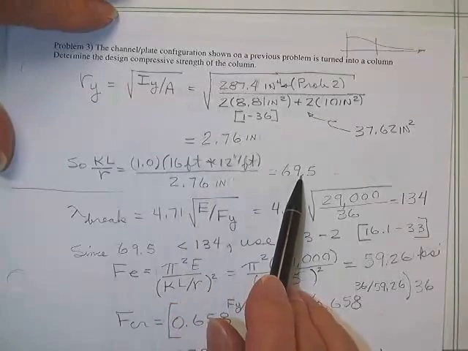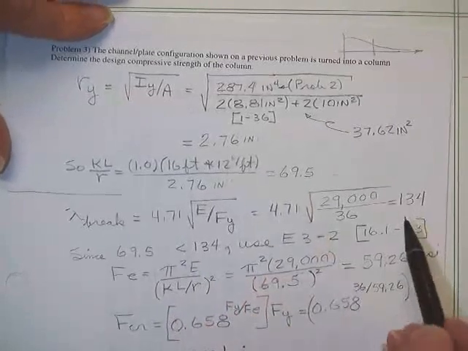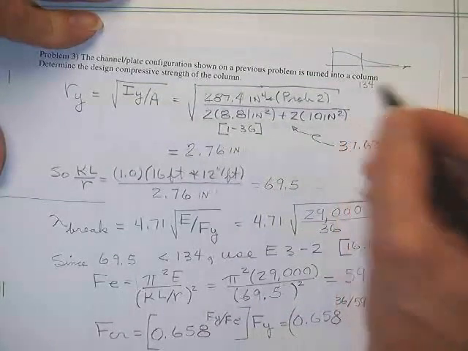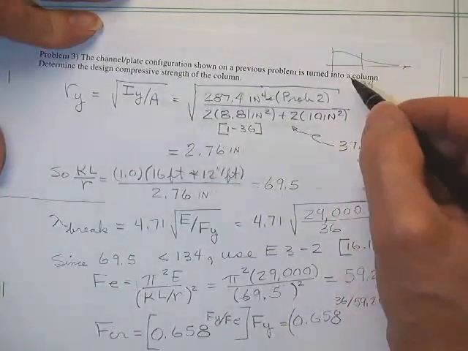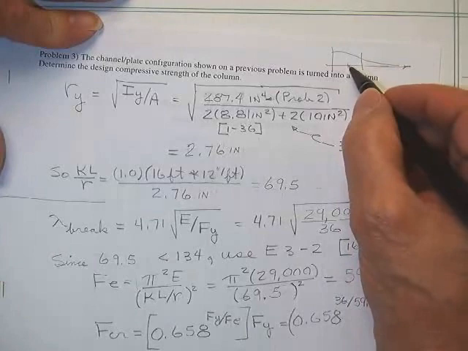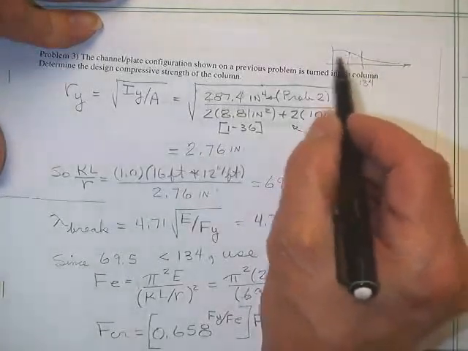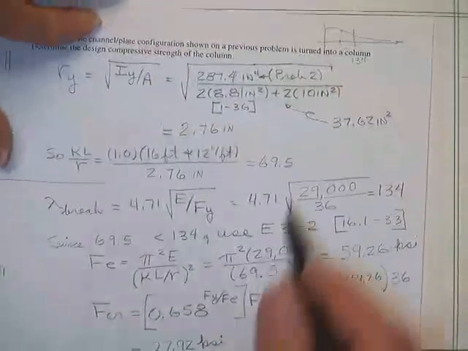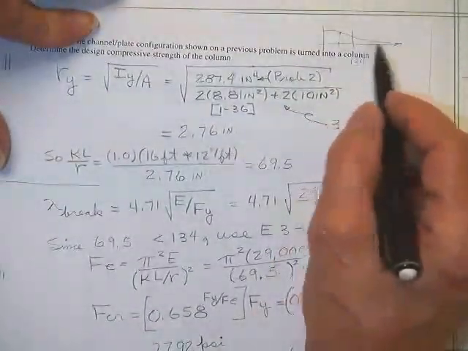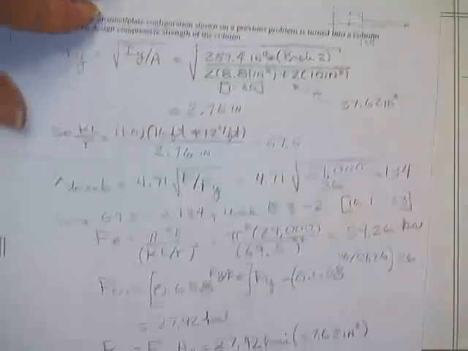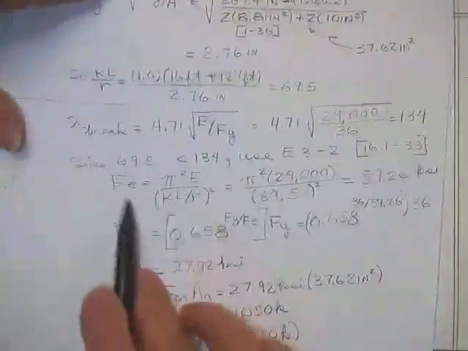So 69.5 was your KL over R. The breakpoint for this steel was 134. So you were down here about halfway. So you're in that equation that has the thing to the power, as opposed to the 0.877 F Euler. This one.